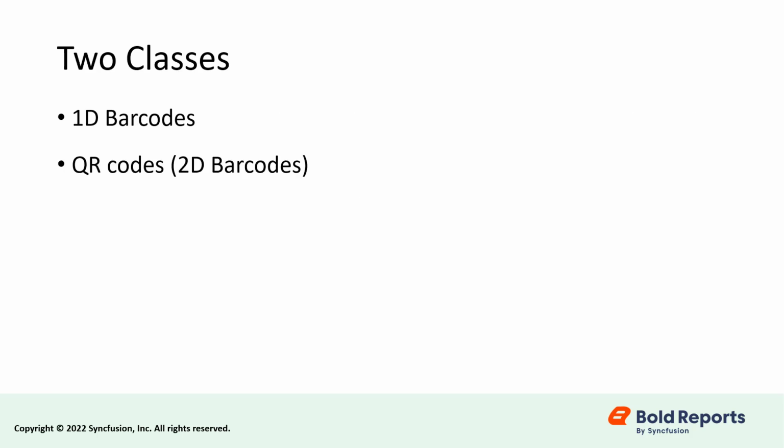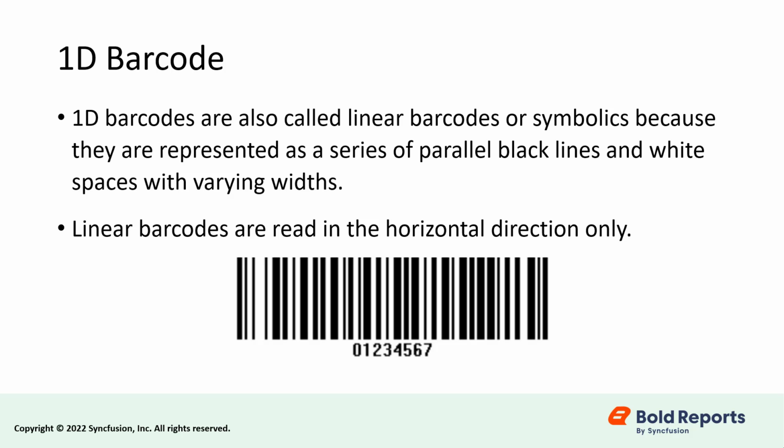There are two classes of barcodes available in Bold Report Designer. They are 1D barcodes and QR codes, or 2D barcodes. 1D barcodes are also called linear barcodes, or symbolics, because they are represented as a series of parallel black lines and white spaces with varying widths. Linear barcodes are read in the horizontal direction only. They are used to store small amounts of information such as product codes, sizes, and colors.